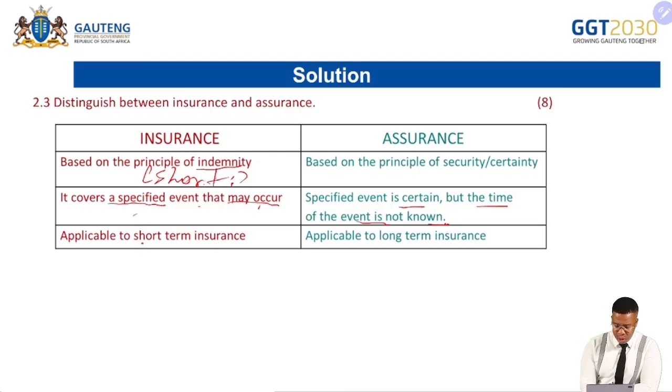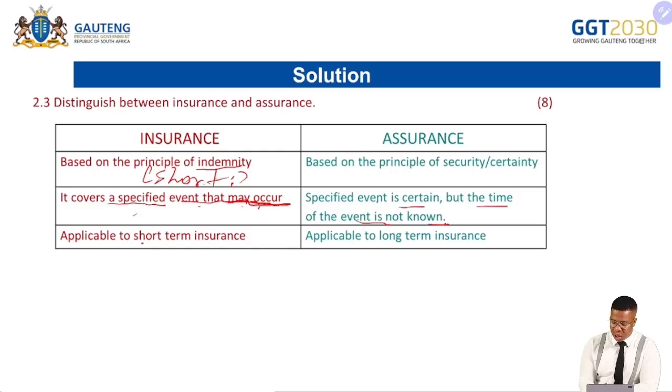So when we are talking about events that may occur, they are associated with particular assets. When you're looking into a car, it can be stolen, it can be hijacked, but we are not sure whether that will happen or not. Hence we say the event may occur or may not.